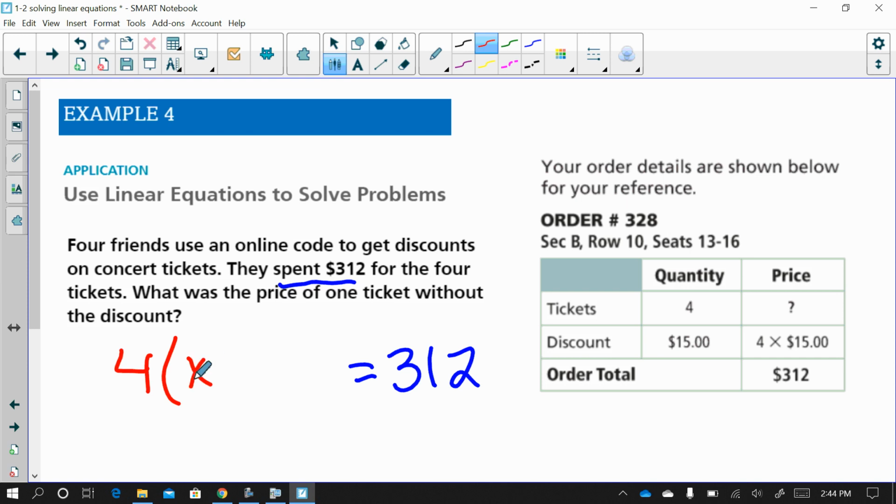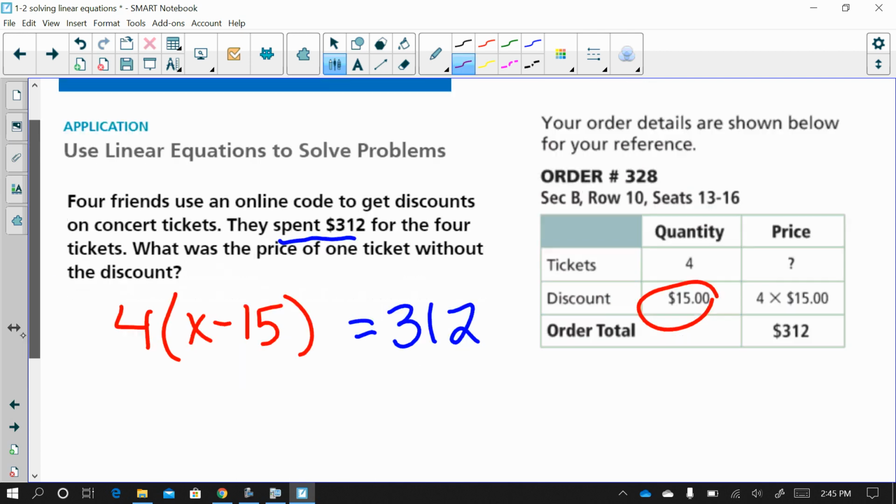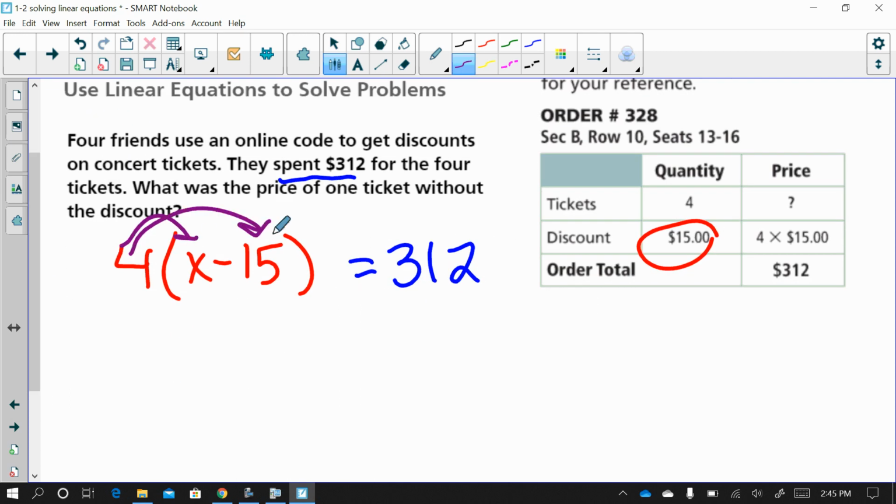I got it discounted though. Okay, notice right here it tells you how much it was discounted. So discount means I'm going to subtract the 15. Okay, notice I kept it all in parentheses because x minus 15 is the ticket, but I want to know that I need 4 of them, so it's 4 times the entire thing. So let's go ahead and solve. Start by distributing. 4x minus 60 equals 312.